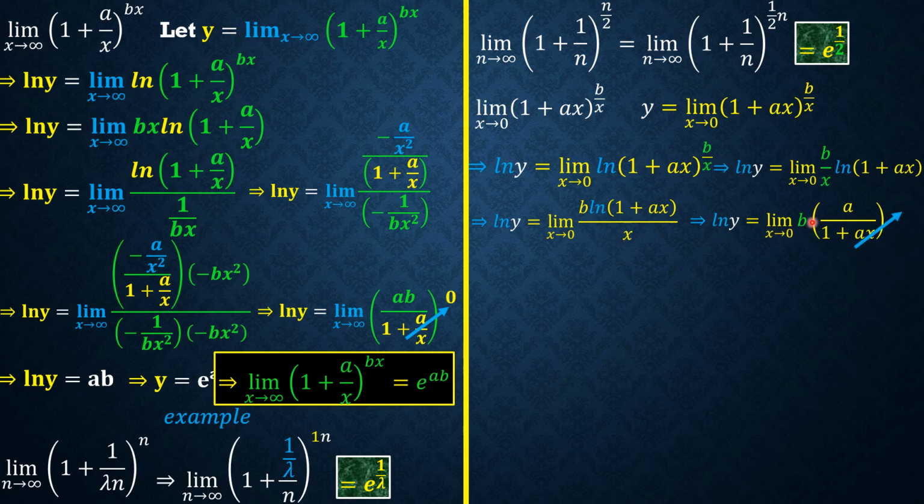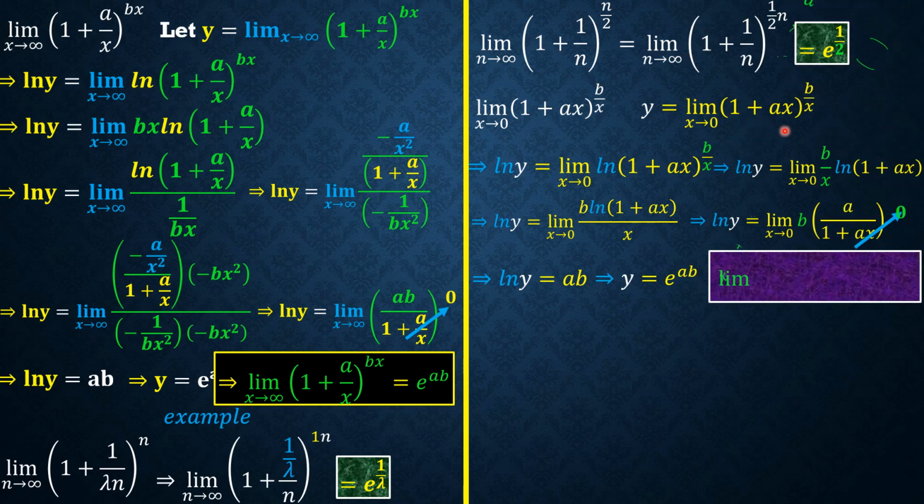And when x goes to 0, this part simply goes to 0, right? So we are going to have just the natural log of y being equal to ab, which means our y is therefore going to be e raised to the power ab. Therefore, our y is given as the limit as x goes to infinity of 1 plus ax raised to the power b over x, right? So this is the same as the limit as x goes to 0 of 1 plus ax raised to the power b over x, which has to be the same as e raised to the power ab.